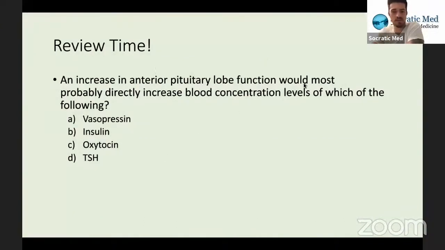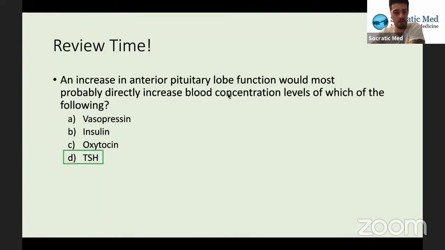All right, so all of you said D. An increase in the anterior pituitary lobe function would most probably directly increase blood concentration levels of which of the following? Awesome job, that is correct. TSH is thyroid stimulating hormone, and that is one of the 7 flat peg. So if pituitary lobe function is going to increase, we would expect to see an increase in TSH. So great job with that.